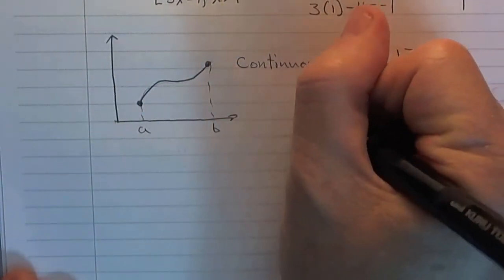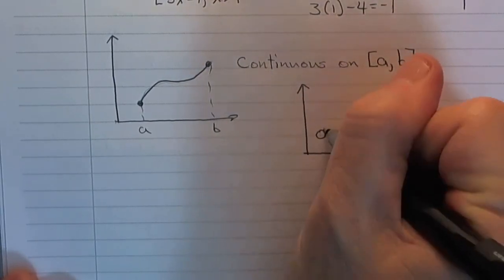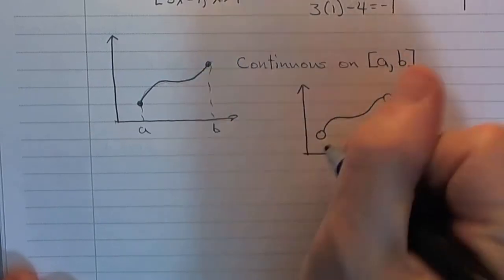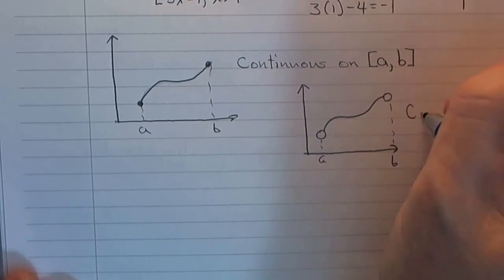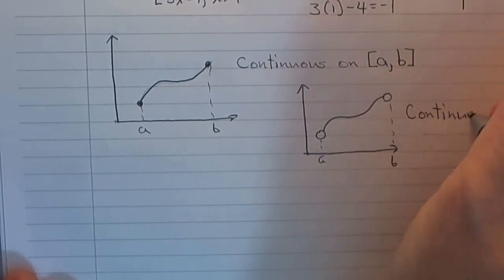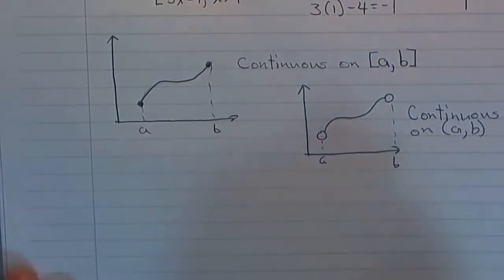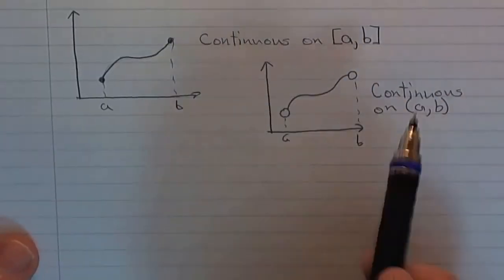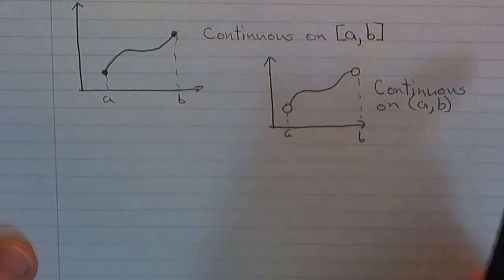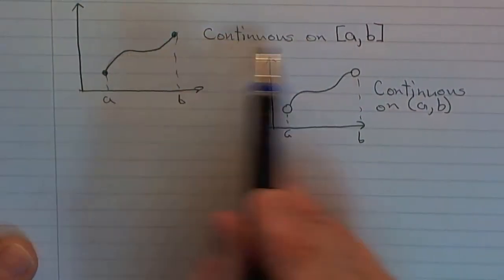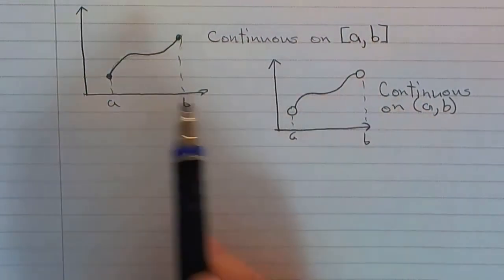Now let's look at another example where the endpoints are not included. So here's A, and here's B. Now this is continuous on the open interval, because notice the endpoints are not included. So notice, we've got a difference here. Continuous on the closed interval, continuous on the open interval. The difference is the endpoint.